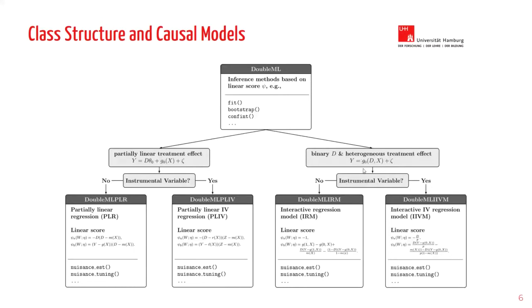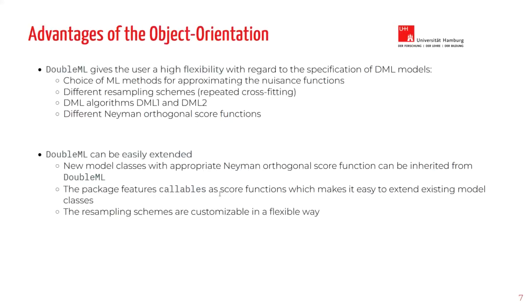So we have the partial linear regression model. We have the partial linear regression model with instrumental variable. We have the so-called interactive regression model that features heterogeneous treatment effects, so they might differ for different individuals. And you see here the score looks different. This is a doubly robust score. And you can extend this to an IV score to estimate local average treatment effects too. And all these models differ in terms of the nuisance estimation.